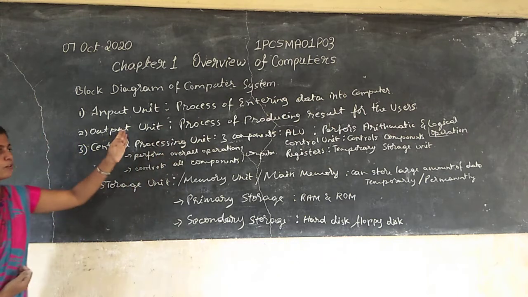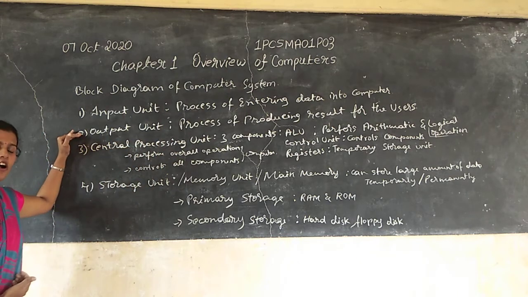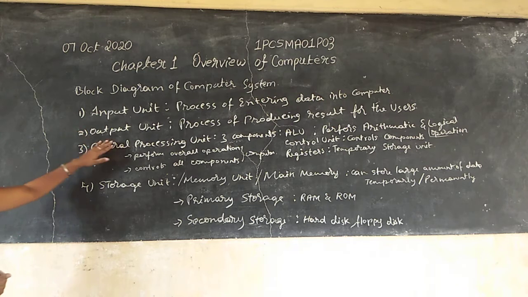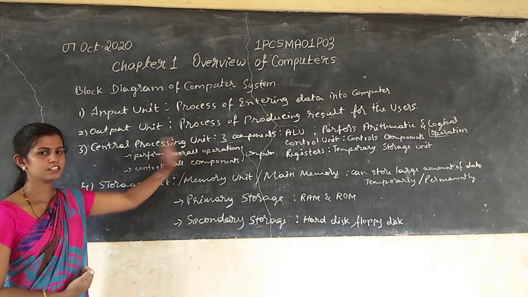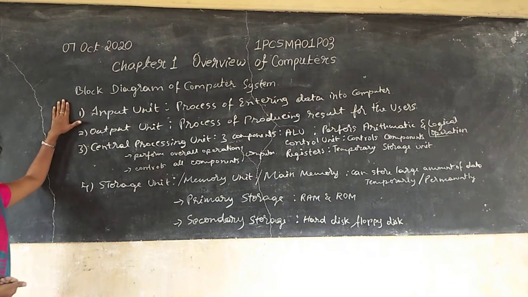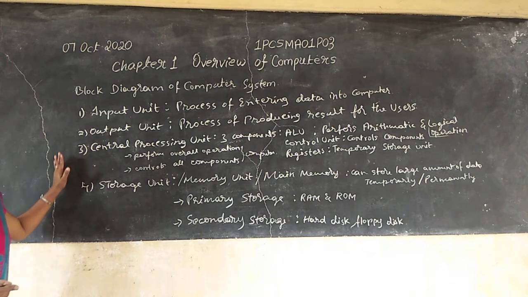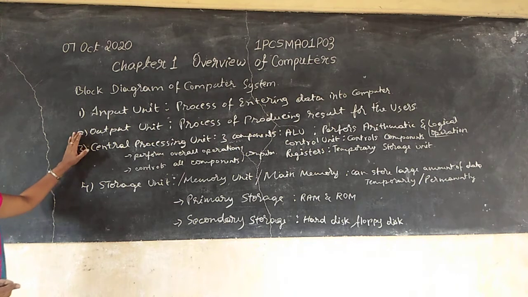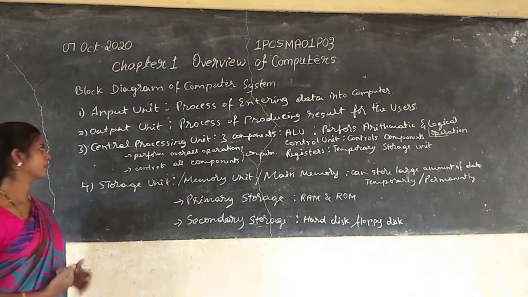It will be produced by using output devices like monitor, printers, speakers, etc. The processed data is also known as information, that is output.